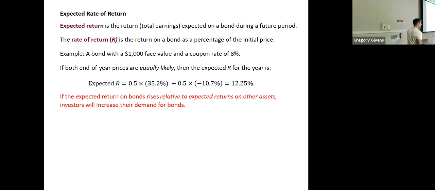So we've covered two things so far. Wealth is a key determinant of interest rates in the bond market, as well as expected return. Here's another important one. Jameson, go ahead.